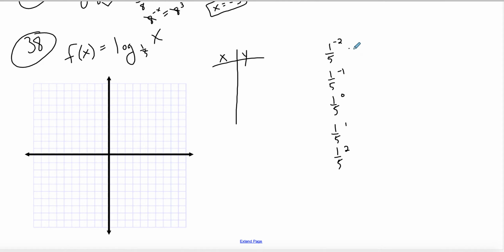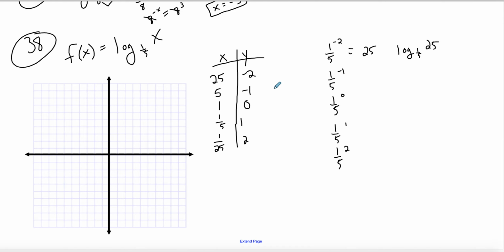What's -2? That's 25, right? So we know that our x is going to be a 25 here, and our y is going to be a -2. I'll show you here. If we did log base 1/5 of 25, we know that 1/5 to the -2 power is going to get us 25, so that log is going to evaluate to a -2. Then our next one is going to be a 5, that's a -1. Next one is going to be a 1, that's an exponent of 0. Next one is going to be a 1/5, that's an exponent of 1. And the last one that we need is going to be a 1/25, and that's an exponent of 2.